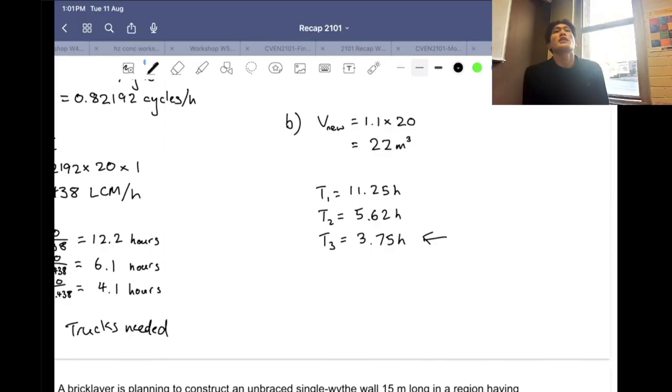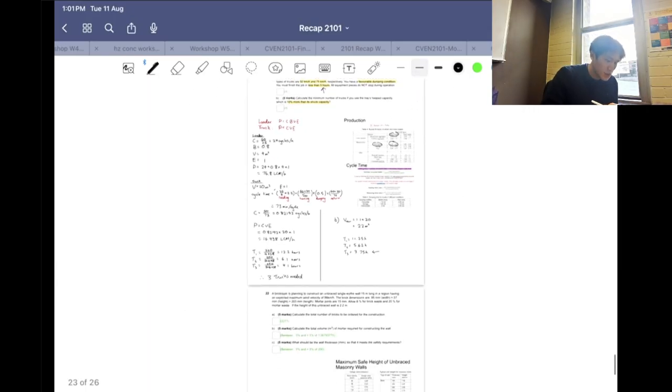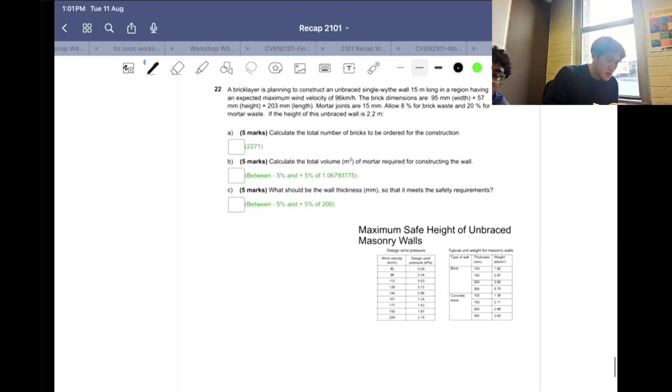I will move on to the next question. If not, I see some people still writing, so I'll give it like 2 seconds. Zoom out. You're right. I can't even see the lines on the screen. All good? Amazing. So that is question 21. Now moving on to question 22.